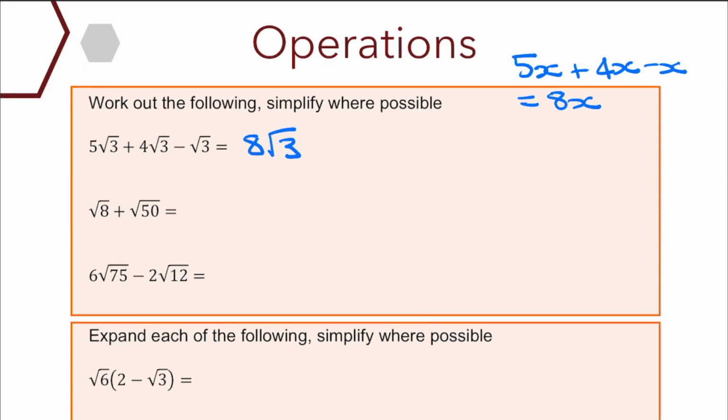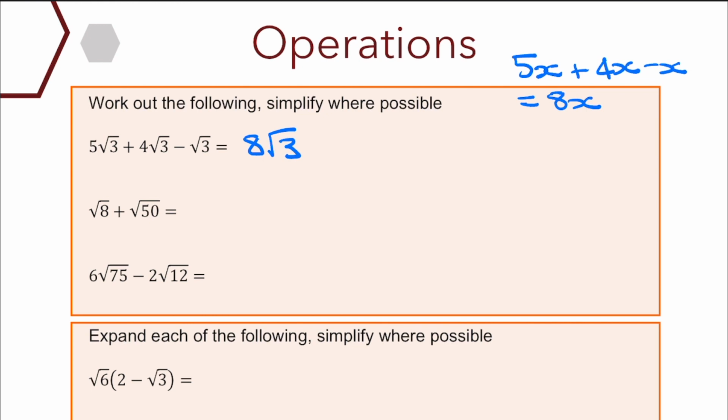Second question, again, we're not multiplying or dividing here, we're adding, but we notice they're not actually like terms. I'm not just adding root 8's together or root 50's, I'm actually adding a root 8 and a root 50. So you might be thinking, well, they're not like terms, how can I do it? Well, what we can do is use our simplifying skills from before to make them like terms. Let's have a look at how that would work.